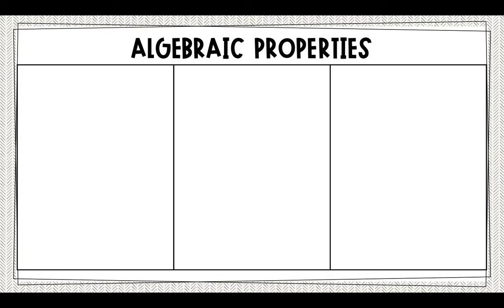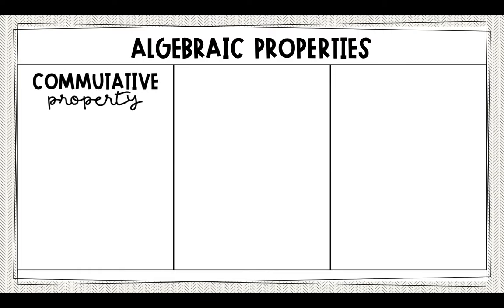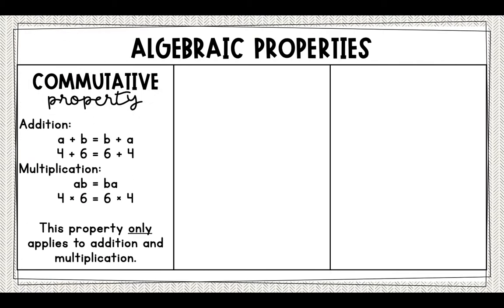We're going to start by filling in the column furthest to the left. And in this column, we're going to write about the commutative property. So I want you to write down these examples. Remember, the commutative property only works for addition and multiplication. So we only have addition and multiplication sentences. Make sure you have this copied in your notes before you move on. You can pause the video now if you need more time.